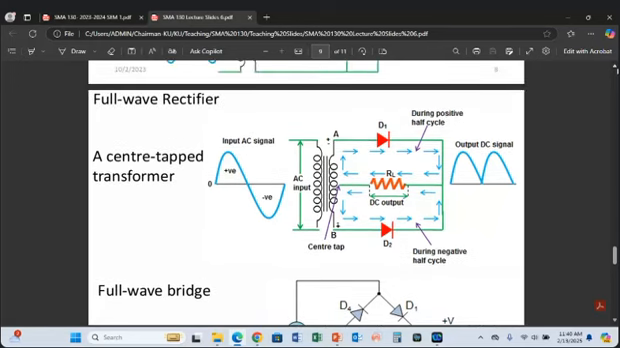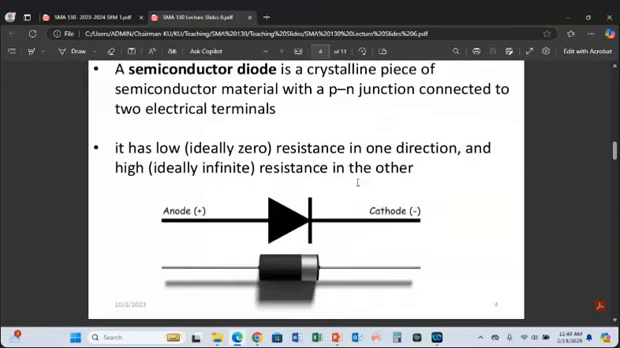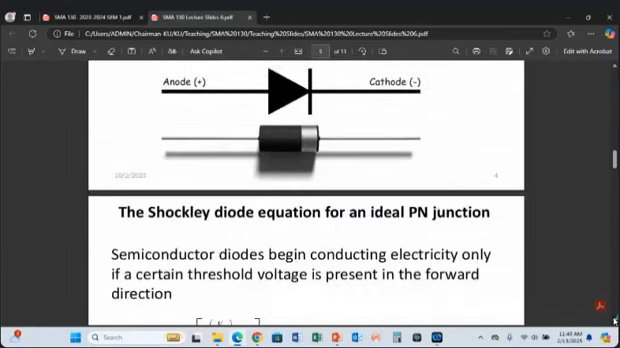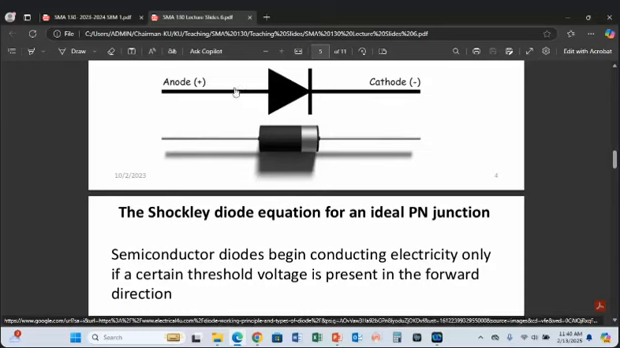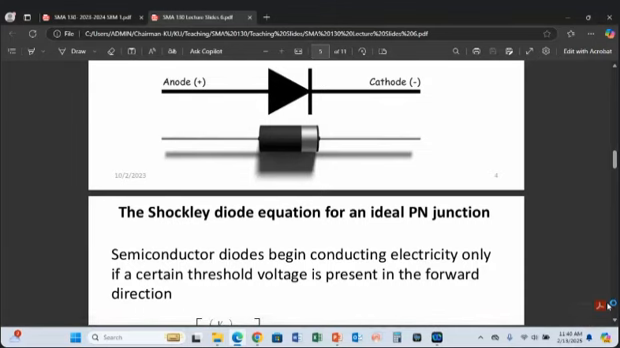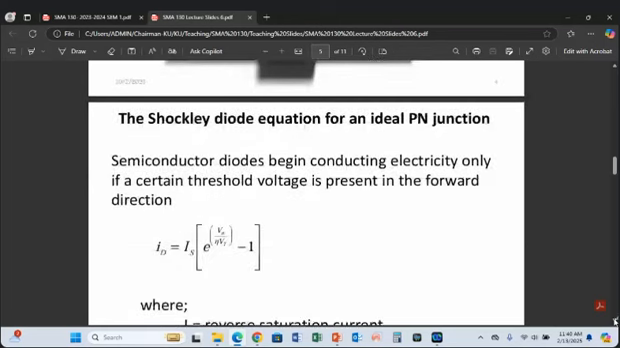So let's take ourselves back. We have seen the symbol of a diode, and how a real diode looks like. In a circuit diagram, we use the symbol. Then are we able to determine the current passing through a diode? We can do that using what we call the Shockley equation. I think here it has not been named.